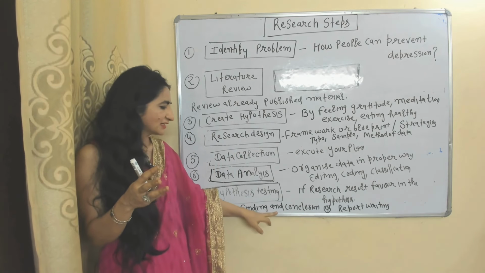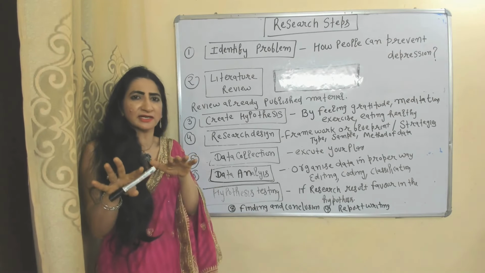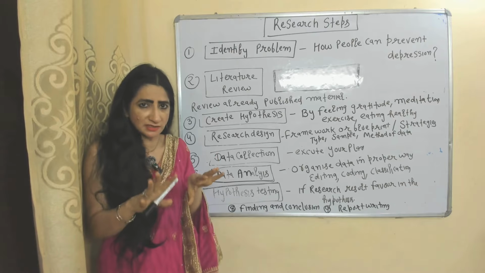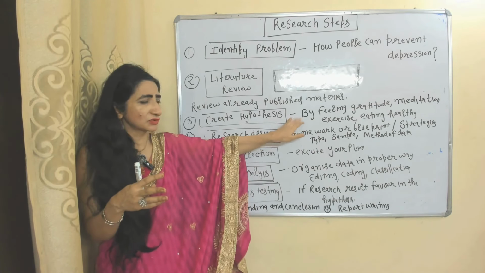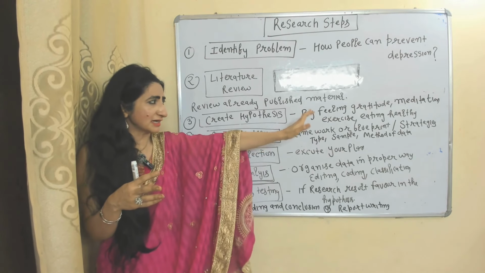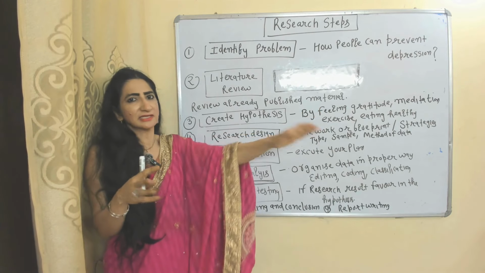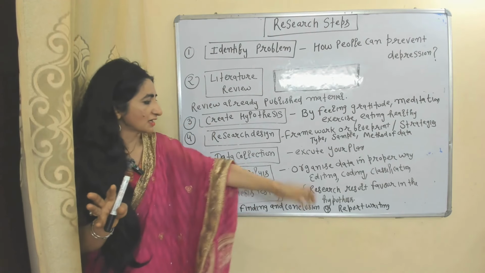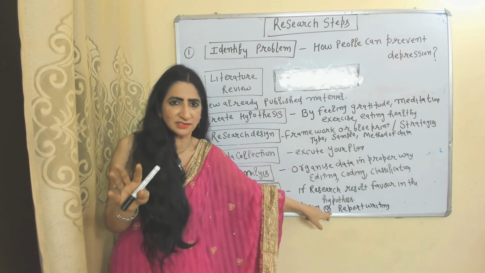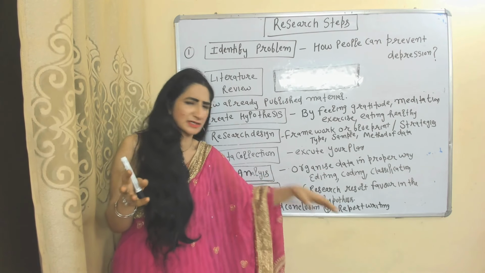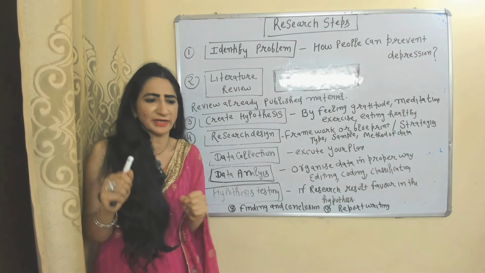Next step, findings and conclusions. Findings and conclusions are the outcome of your research. Suppose you accept this hypothesis, and this will be called the outcome of your research: by feeling gratitude, meditation, exercise and eating healthy, people can prevent their depression. Finally, you will make a report. Ninth, the last step, report writing. Here you present your findings in a systematic way.